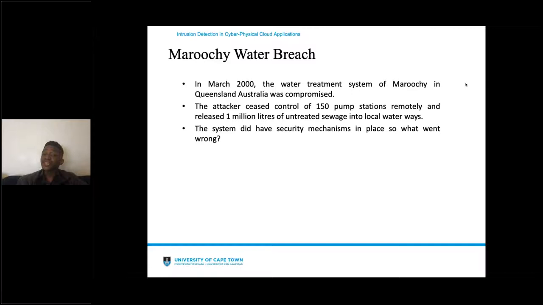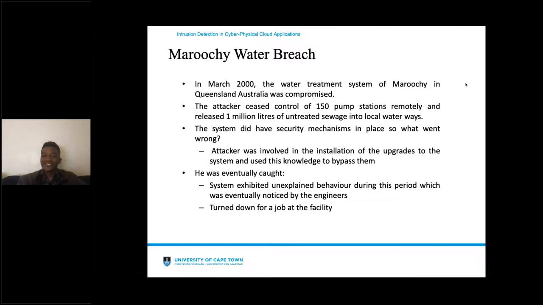The amount of money it took to reverse all of this, never mind the plant life and the animals that were relying on this water, you can see how devastating this was. The system did have security mechanisms in place as well. It was a fairly new plant, just recently upgraded at the time, and it did have the best security money could buy at the time. So how is it that this person was able to get through? Well, the attacker was somebody who was actually involved in the installation of upgrades to the system. The company that had been outsourced to do this upgrade, the attacker had worked there. So he had an intimate knowledge of exactly how the system worked and used that knowledge to bypass the security mechanisms. At the time, the system did exhibit unexplained behavior, which the engineers did notice, but by the time they noticed, 1 million liters had been released into the local waterways, and the cost to both the environment and the municipality was a lot.